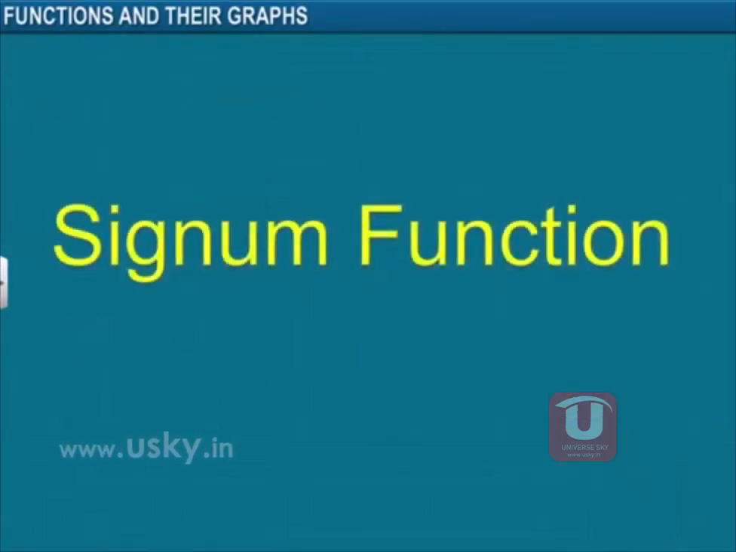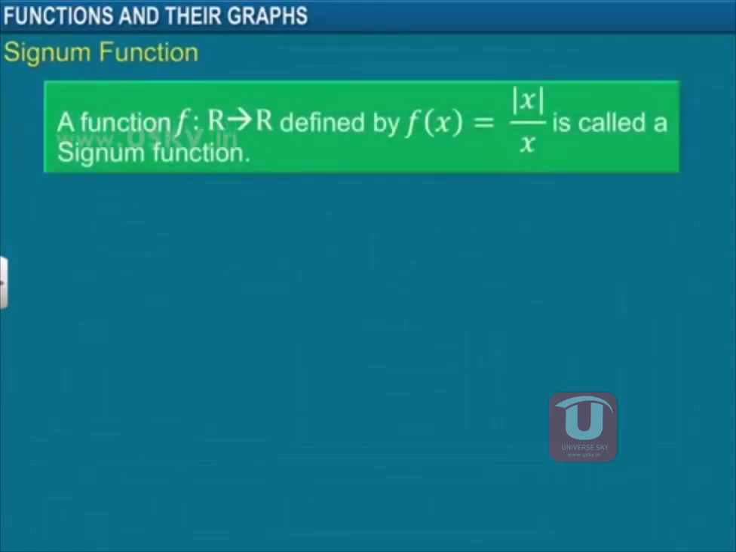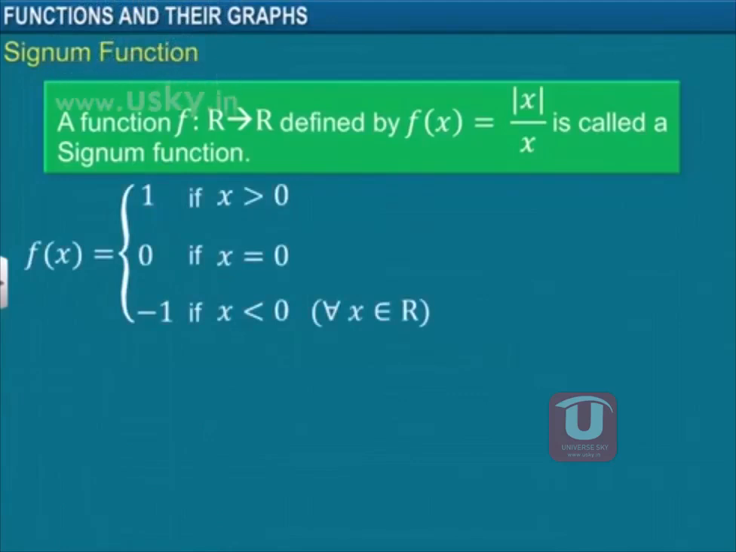The next function that we are going to discuss is the signum function. A function f from R to R defined by f of x is equal to mod x divided by x is called a signum function. That is, f of x is equal to 1 if x is greater than 0, 0 if x is equal to 0, and minus 1 if x is less than 0, for all x belonging to the set of real numbers.